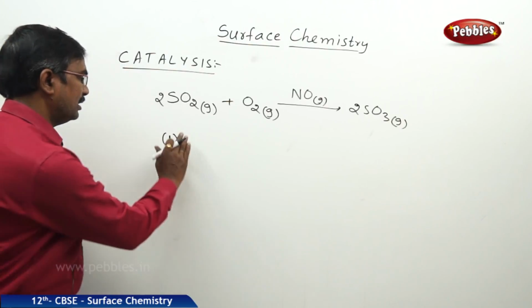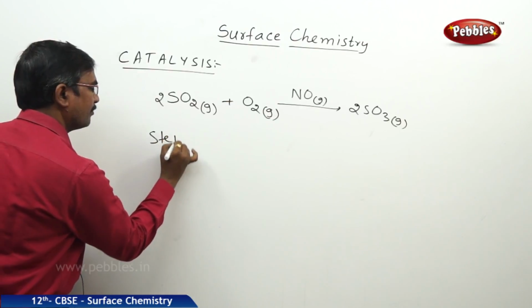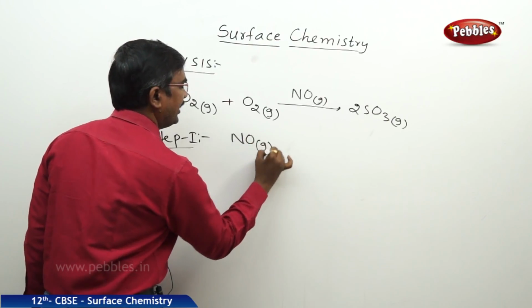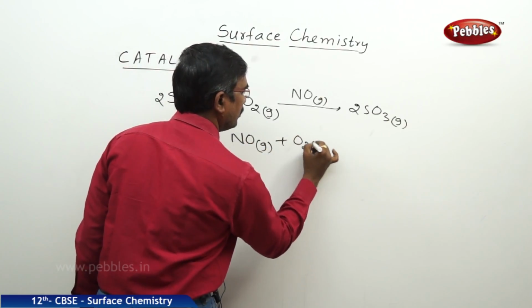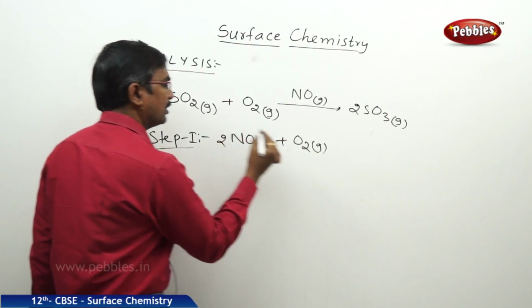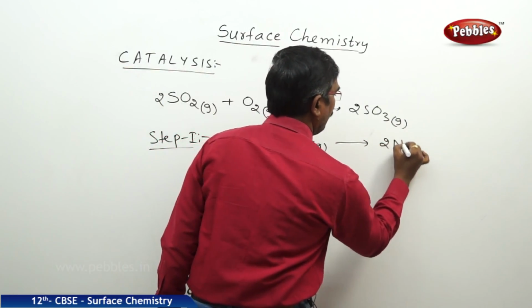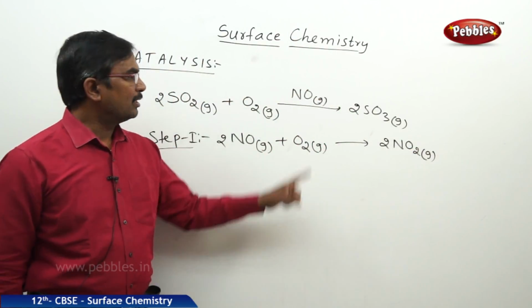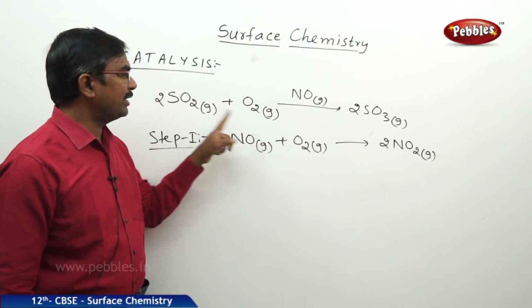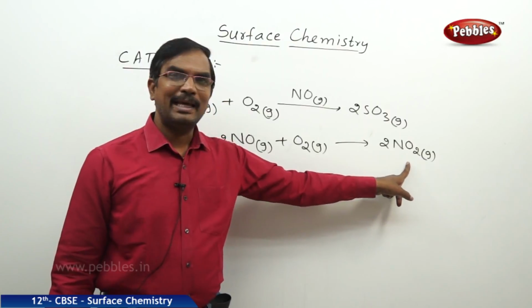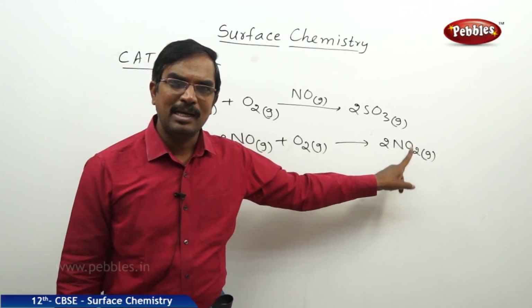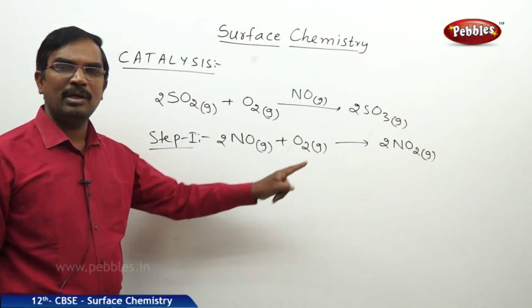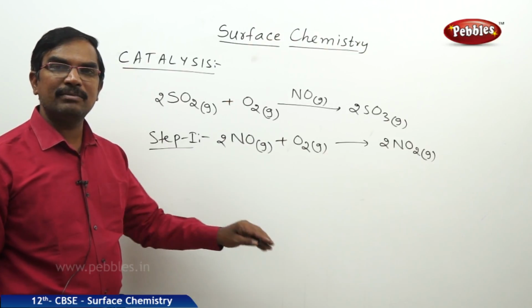So in this example, in the first step, the catalyst is NO, nitric oxide. So this reacts with oxygen gas to give the corresponding product as NO2. So in the first step, the catalyst will react with any one of the reactants to give the corresponding intermediate product. Now this intermediate product in the second stage reacts with the remaining reactants to give the actual product with the release of the catalyst.